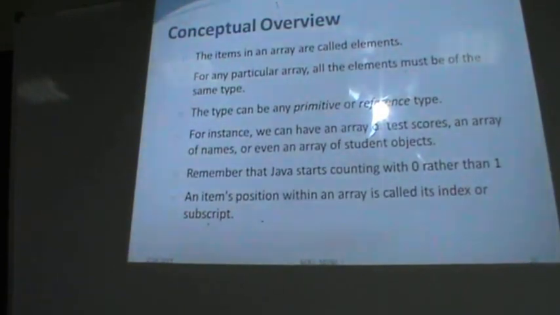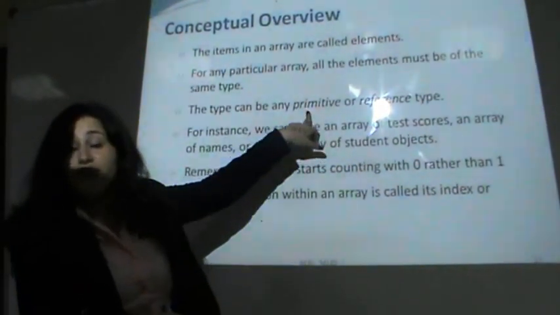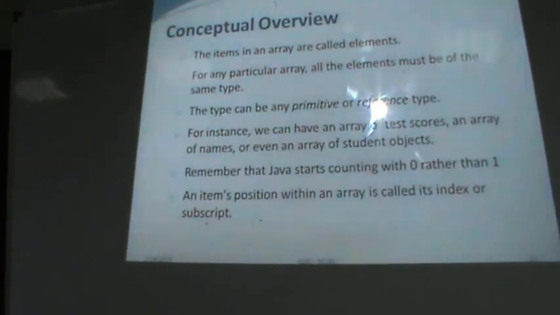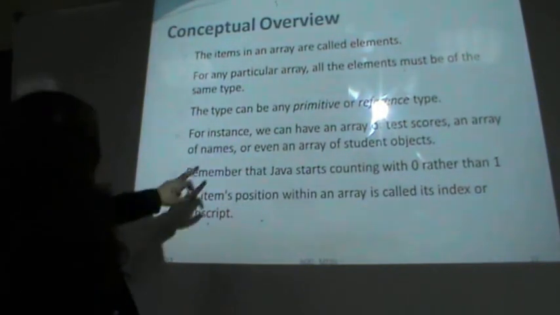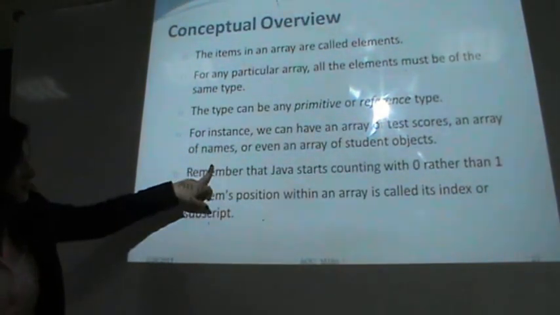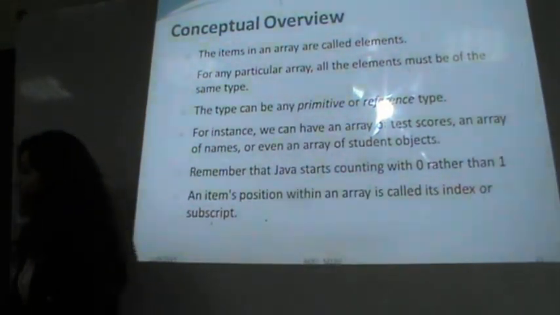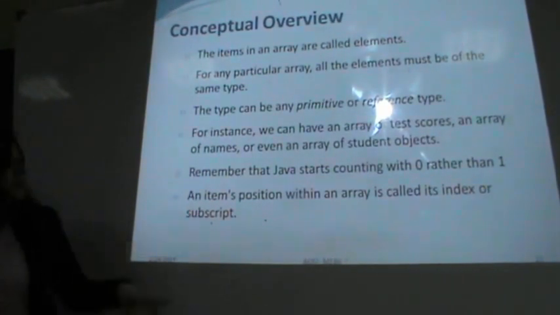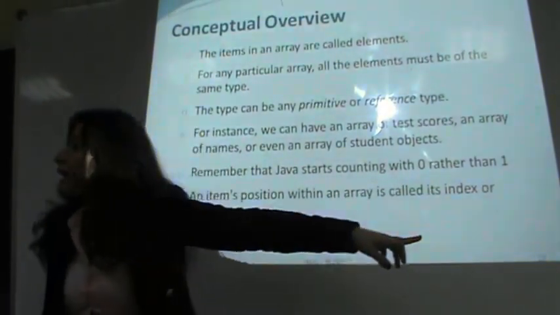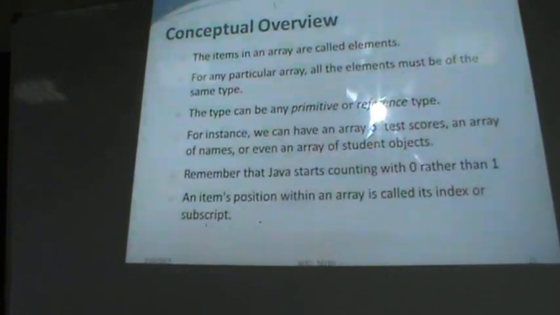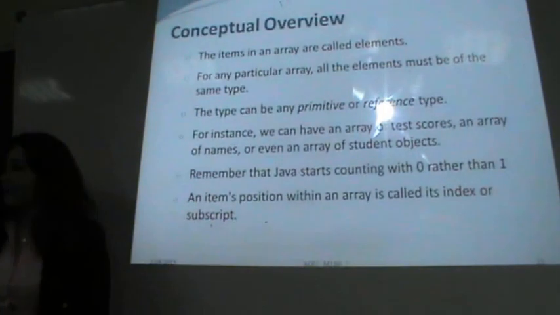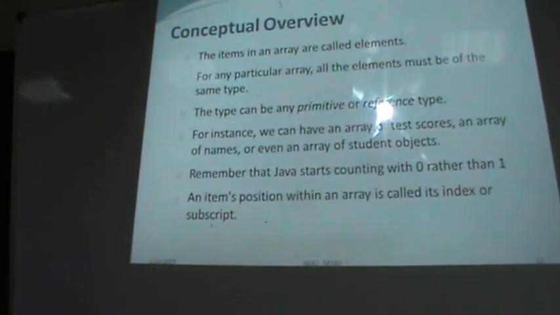Primitive means they contain a value. Reference means they contain an address, like the String. Okay? For instance, we can have an array of test scores, an array of names, or even an array of student objects. Okay, remember that Java starts counting an array from 0 rather than 1. The first index in an array is 0. An item's position within an array is called its index or subscript.